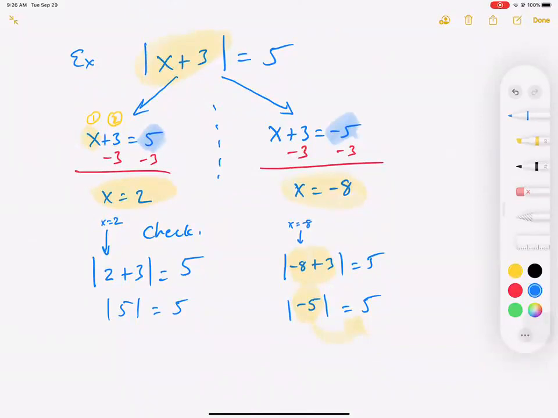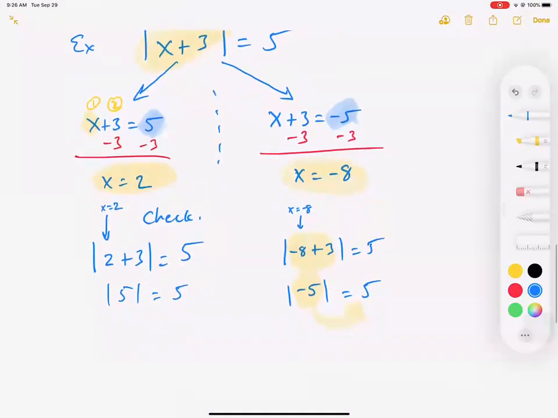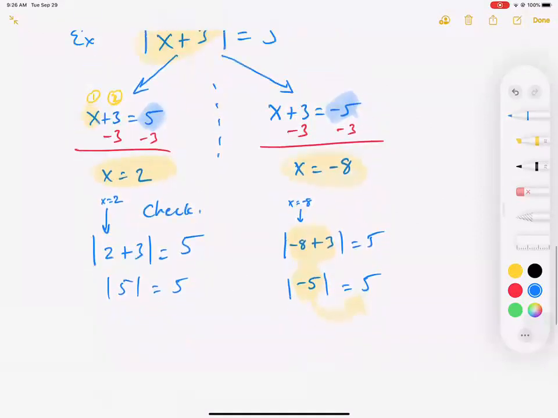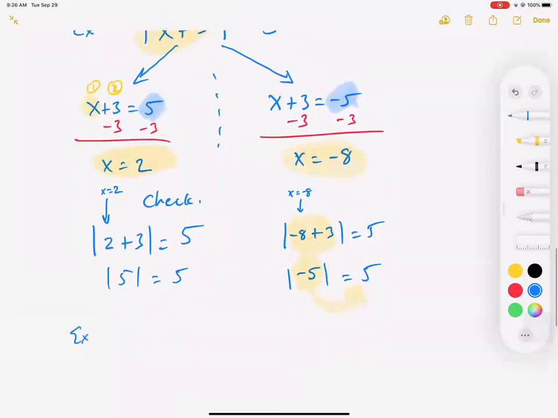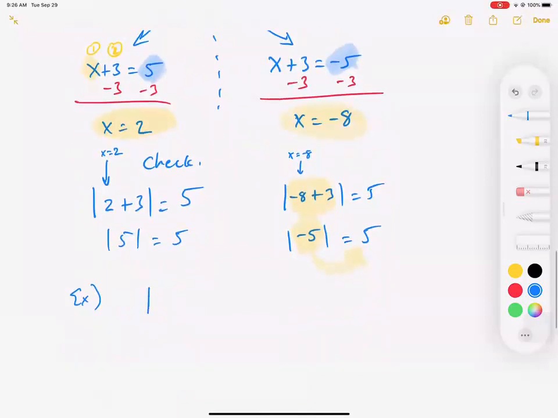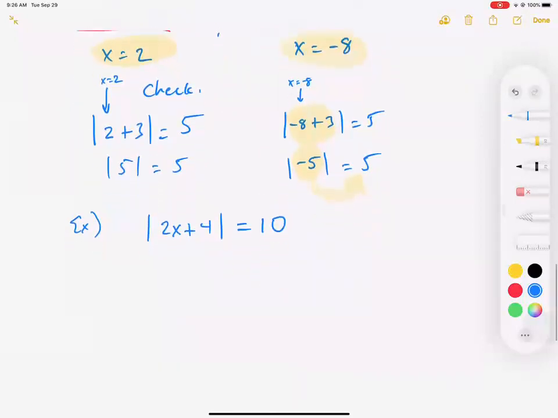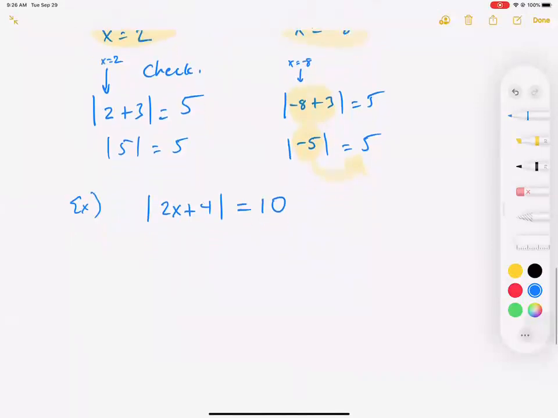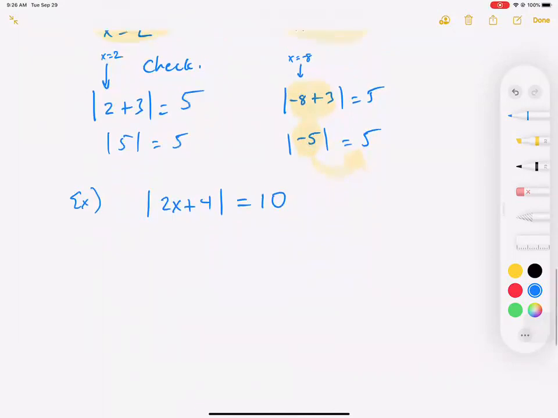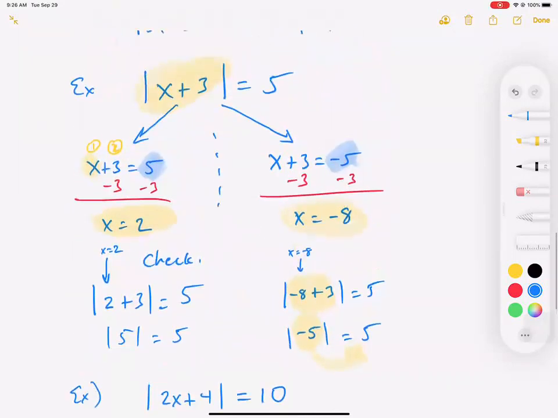Okay, I want you guys to try this next problem, and I'll walk you through it step by step. The absolute value of, let's make this a little harder, 2x plus 4 is equal to, let's say, 10. Okay, absolute value problems. We're going to have two different versions. I want you to draw two arrows, left and right, like we did up here. Draw two arrows like we did up here.